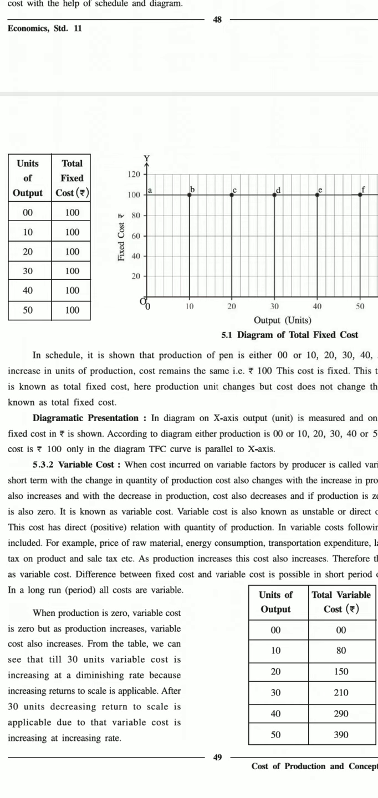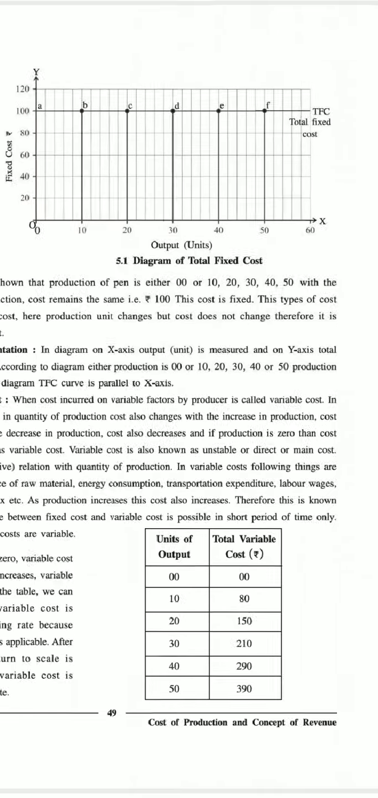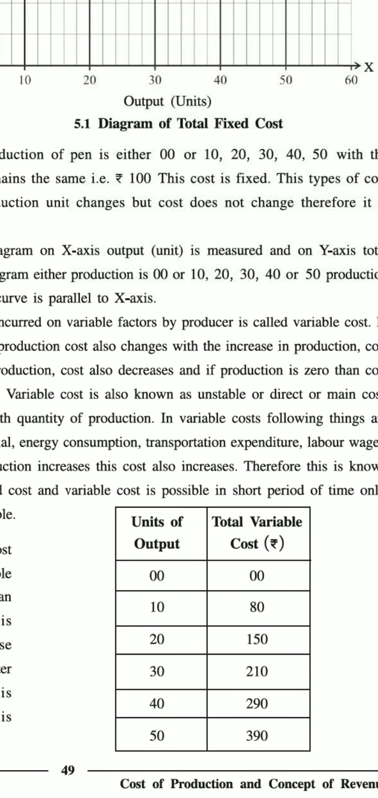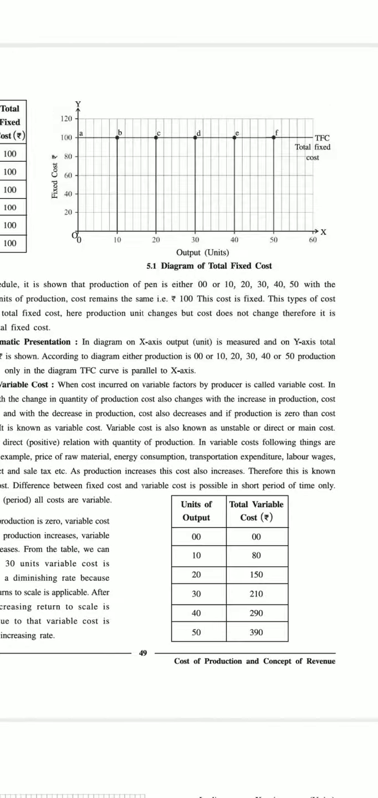For example, we can say the raw materials that are used, the transportation expenditure, the labor wages if per piece wages are to be considered. So these are the different types of costs that are included in the variable cost. Now let us look into the data table that they have given. If you can see over here, the units of output is 0. The total variable cost is 0. If the units of output increases to 20, then you can see the total variable cost increasing to 150. If the units of output increases to 50, the total variable cost increases to 390. So you can see that as and when the units of output increase, the total variable cost will also increase.